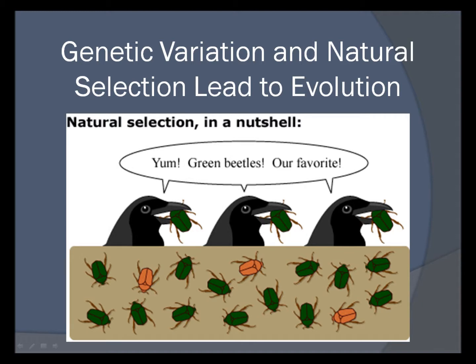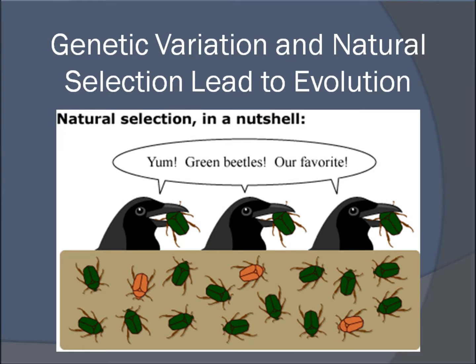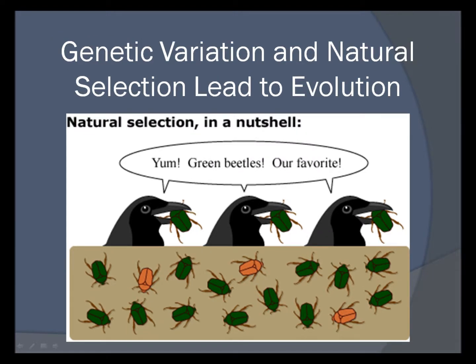This diagram depicts how genetic variation and natural selection lead to evolution. Green beetles mutated to produce brown beetles. Since the birds eat green beetles, the brown beetles will have more reproductive success. Their increased fitness will eventually make the entire population brown. This is an example of a population adapting to a change in its environment. Birds that eat green beetles.